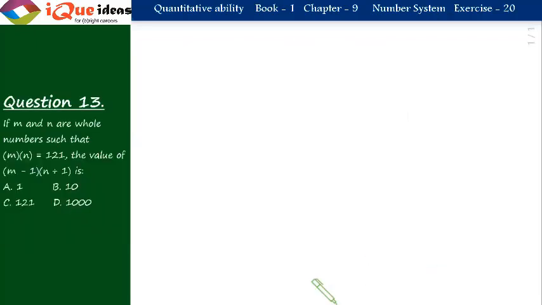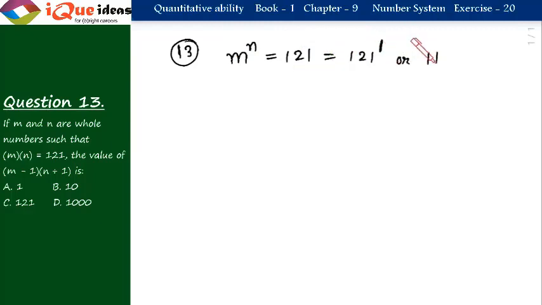Alright. Now let's take question number 13. It says m and n are whole numbers such that m raised to the power n is equal to 121. Then we have to find the value of m minus 1 whole raised to the power n plus 1. Now there are two ways to do this. This 121 can be written as either 121 raised to the power 1 or 11 raised to the power 2. Let's take them one by one.